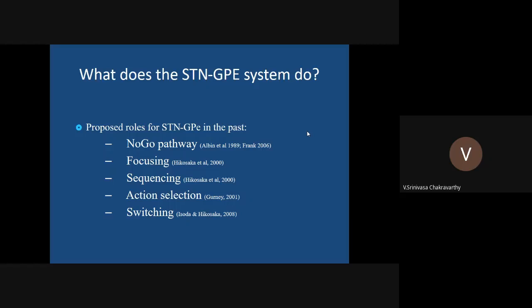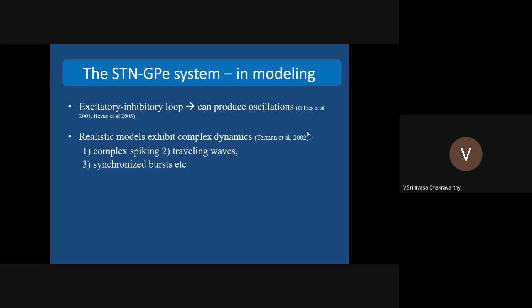And then another function they said is called focusing and sequencing and action selection and so on and so forth. So I won't go into these theories. But if you look at modeling results, the STN-GP system forms a loop. It's an excitatory-inhibitory loop. That is, you have an excitatory nucleus, which is STN, connected to an inhibitory nucleus, which is GPe, and these two form a loop.